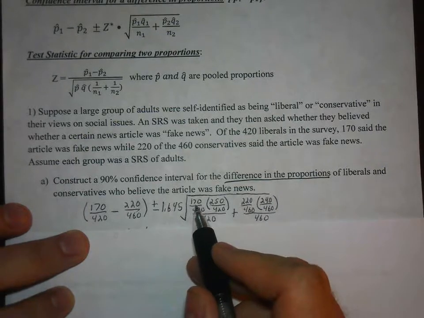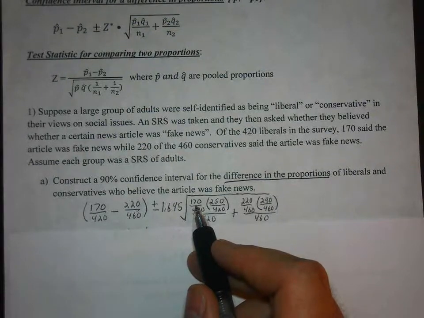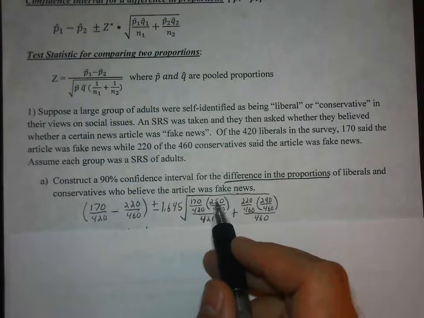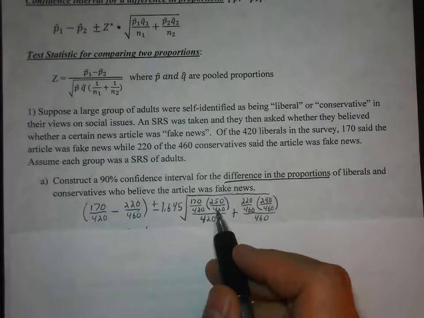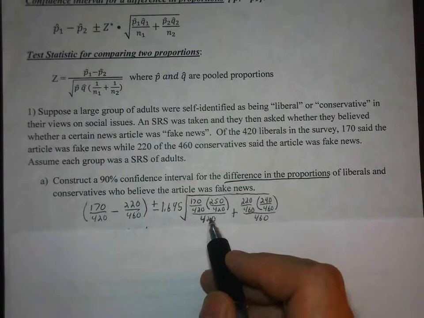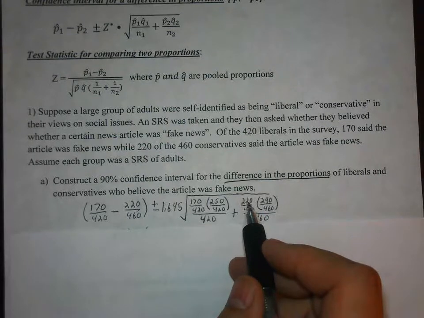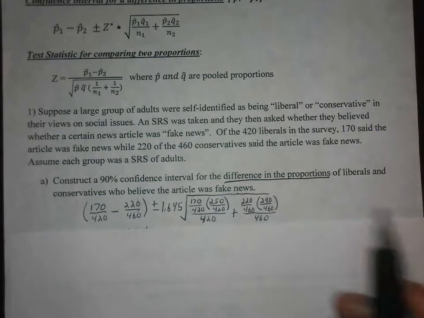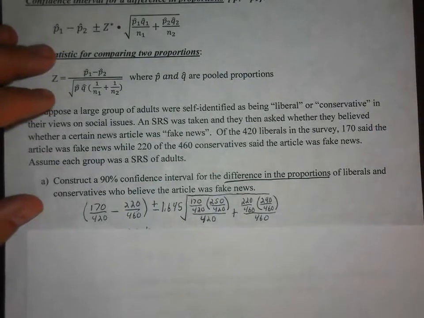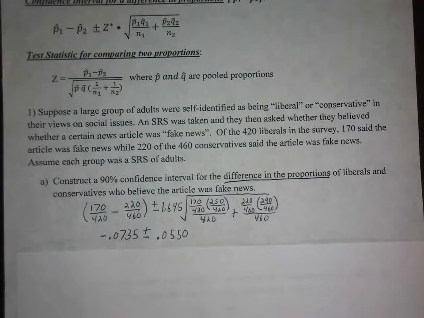And then we have P hat 1, Q hat 1. If there were 170 liberals who said the article was fake news, there were 250 liberals who said it was not fake news. Basically 420 minus 170 gives you 250 out of the 420 left over. Divide that by the sample size, 420, and then a similar idea for the conservatives. 220 said yes, fake news, meant there were 240 left over for saying not fake news. And then it's all calculator work from there. It's very easy to miss something on this, so you have to be careful with it.